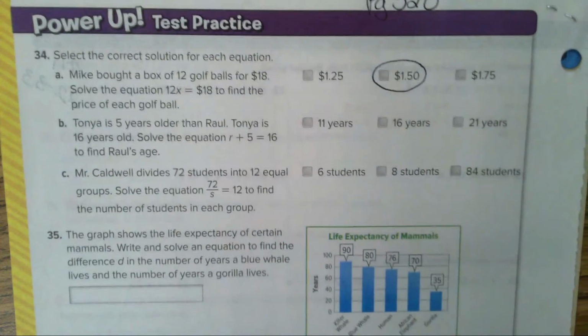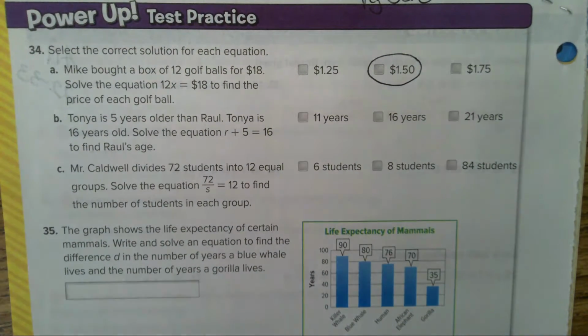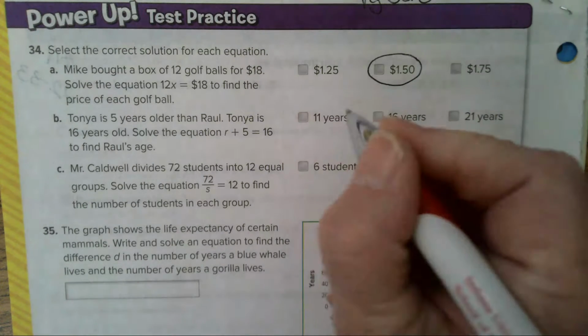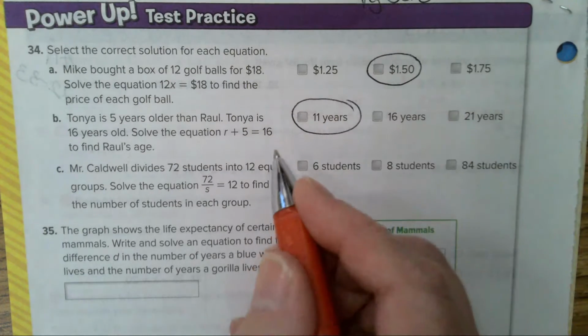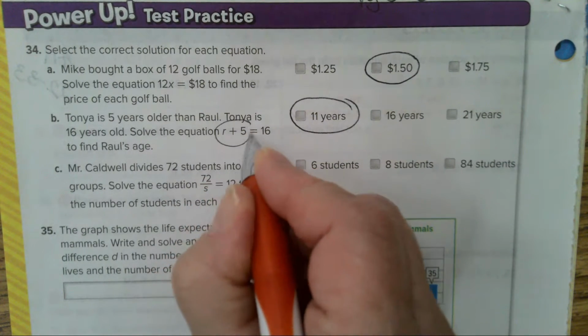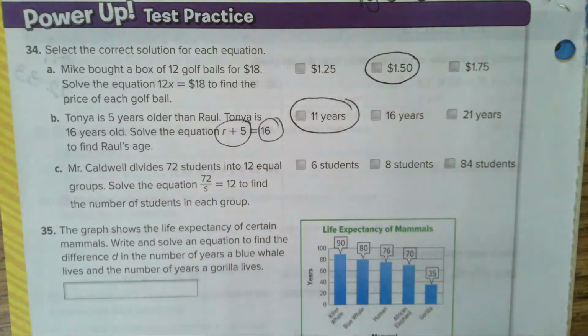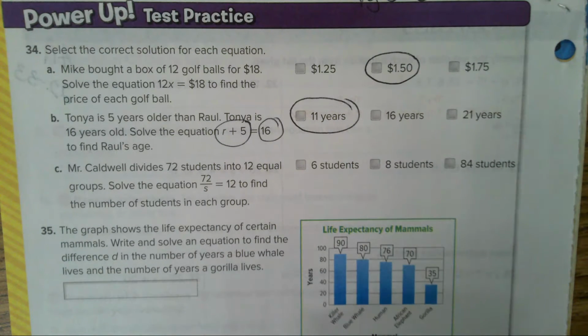In part B, do I have a volunteer to read part B? Tonya is 16 years old. Solve the equation r plus 5 equals 16. Find both things. Okay, and on this one, what plus 5 is 16? 11. So, remember, the equal sign says this has to equal that. And in order for it to equal, r equals 11.